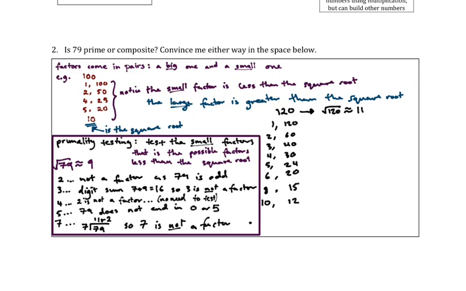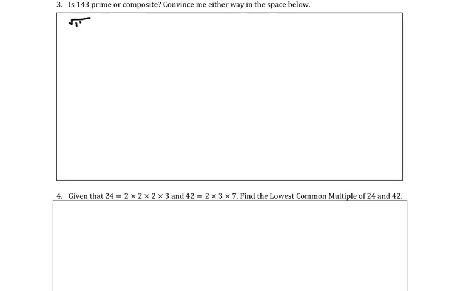And we don't need to test 9, because 9 is bigger than the square root. Also, 9 is not prime, it's built by 3s. And since 3 is not a factor, 9 won't be a factor. So we've tested all the possible small factors, 2, 3, 5, and 7. Therefore, 79 must be prime. Okay, so this is primality testing. You test the possible small factors, which are the prime numbers less than the square root, because factors come in pairs. So this will help us to answer the next question, testing whether 143 is prime or composite.